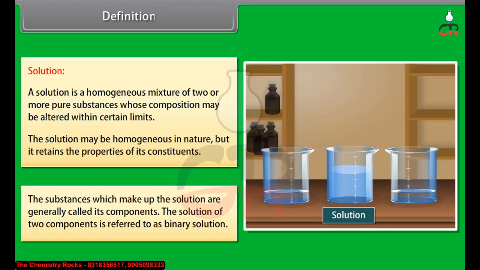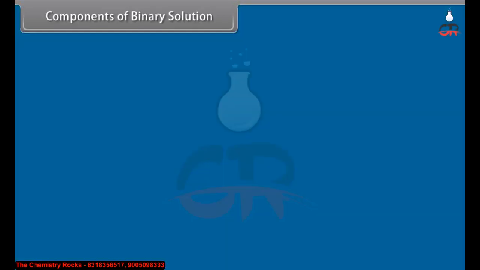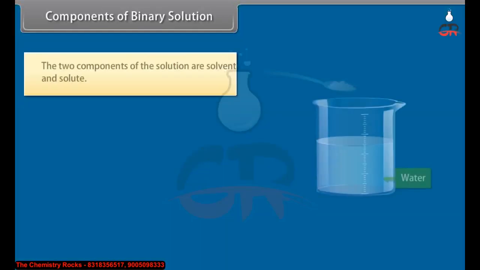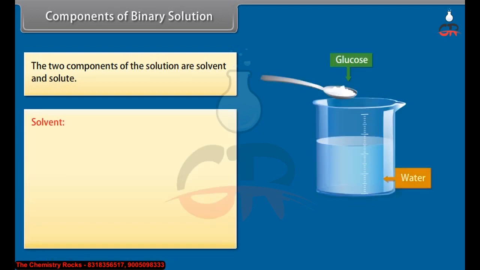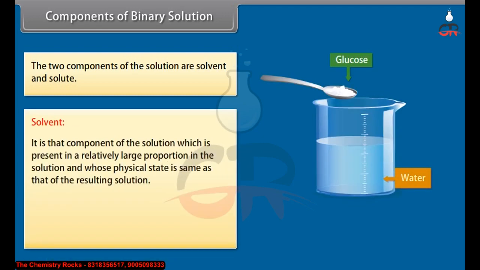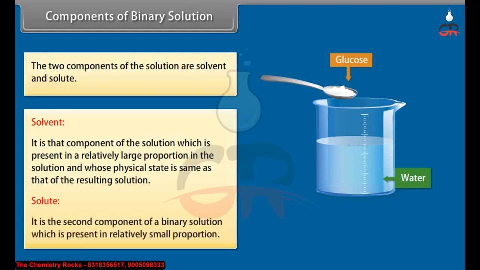The solution of two components is referred to as binary solution. Components of binary solution. The two components of the solution are solvent and solute. Solvent. It is that component of the solution which is present in a relatively large proportion in the solution and whose physical state is same as that of the resulting solution. Solute. It is the second component of a binary solution which is present in relatively small proportion.